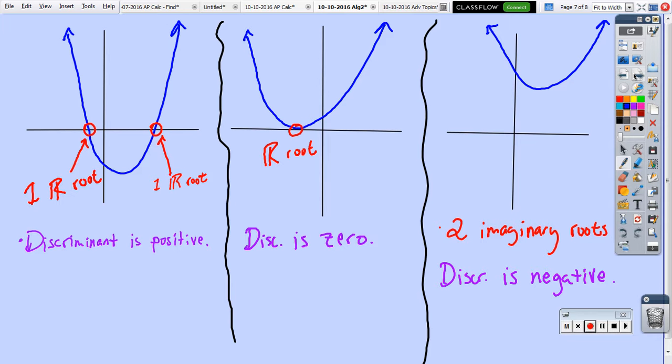So, if we look at this, you see three different examples.